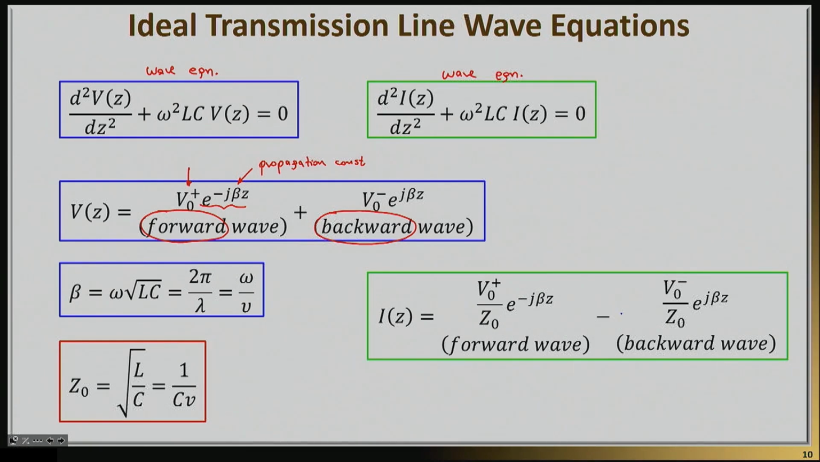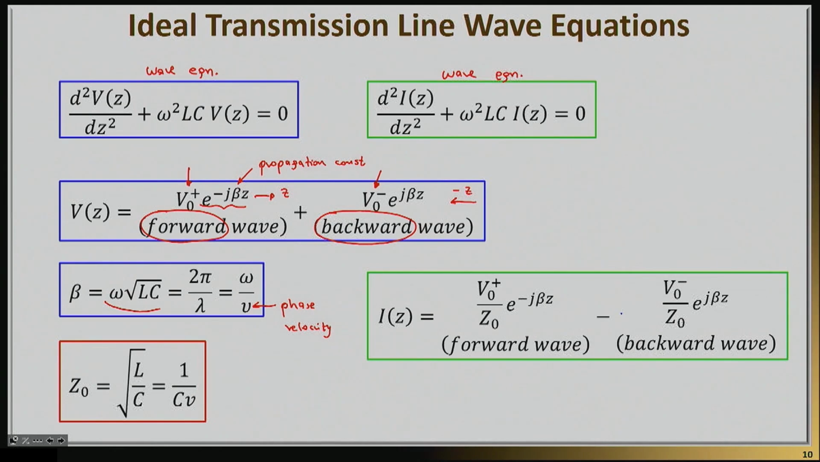I know all of you know how to solve a one-dimensional equation. If you do that, you will find that the propagation constant is equal to omega square root of LC, or 2 pi by lambda, or omega by v, where this v is my phase velocity. It's basically the propagation velocity of the wave. Similarly, the backward wave will have an amplitude of V0 minus and a phase dependence of e to the j beta z, since this one is propagating in the negative z direction, and the other is propagating in the positive z direction.